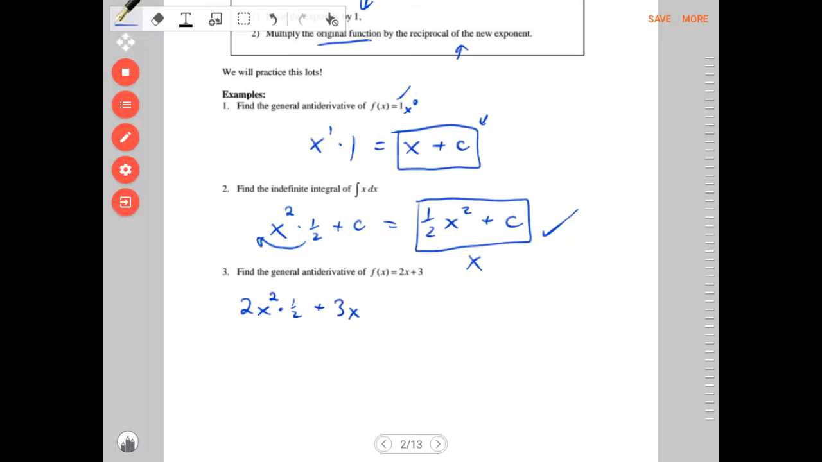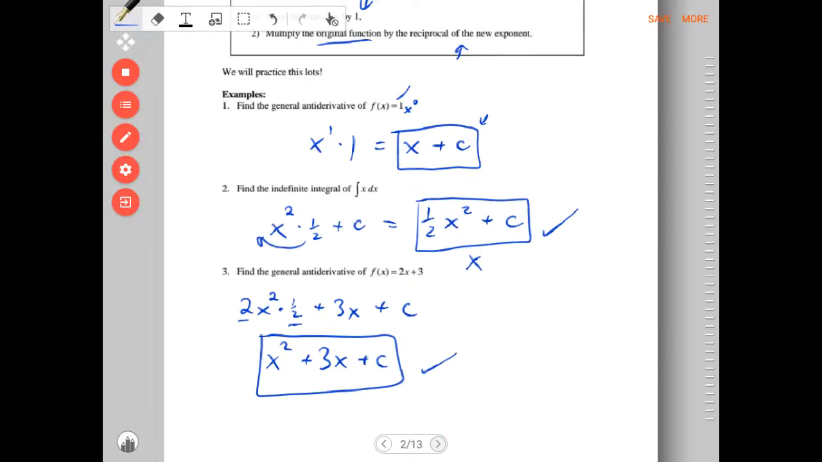Raise the exponent by 1, and then multiply by the reciprocal of 1, which is just 1, so we really don't have to worry about that part. And then plus c. So the half and the 2 combine, and we just get x squared plus 3x plus c. And there you have that one. Again, taking the derivative of this, we get 2x plus 3, and it works. Awesome. Remember, the derivative of a constant is just 0.